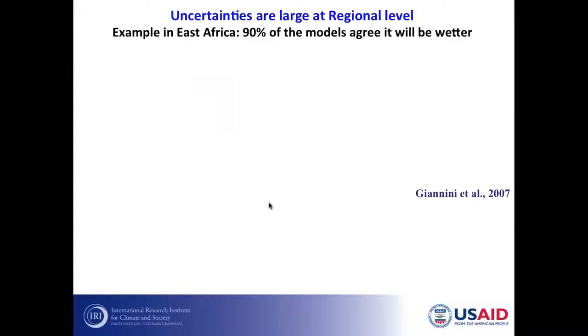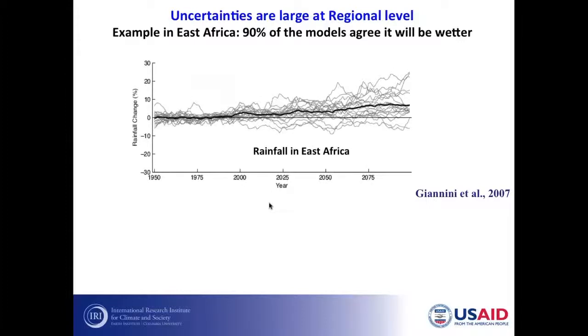The uncertainties of future climate projections are large at global level, but they're even larger at regional level, for example, for precipitation. If we take as an example East Africa, 90% of the models agree that the climate will be wetter, but when you look at the individual runs of the models, there is a huge spread. Actually, some of the models are suggesting that climate may be drier. And this is for large windows, like the entire East Africa region.